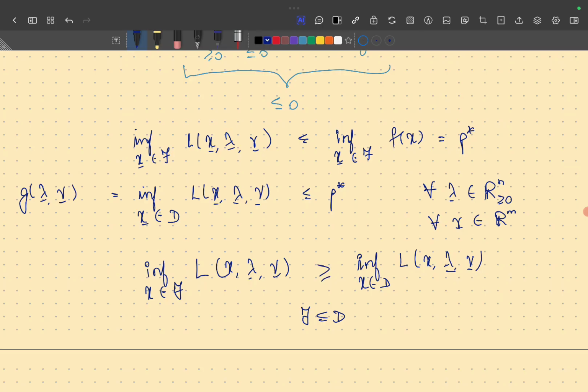If you take the supremum over lambda and nu, correct, I'll come to that at this point. But is it okay up to this point?